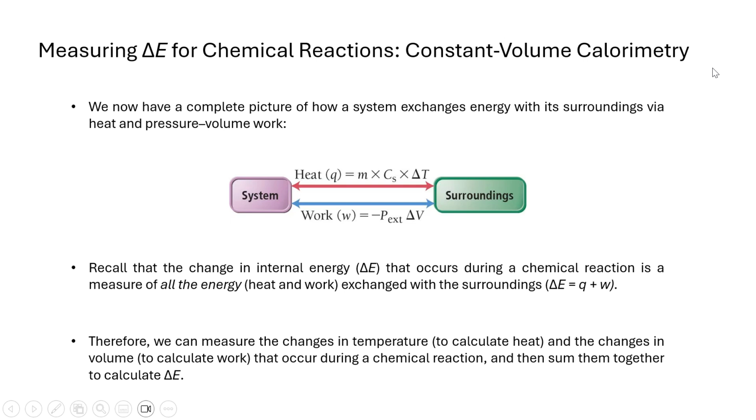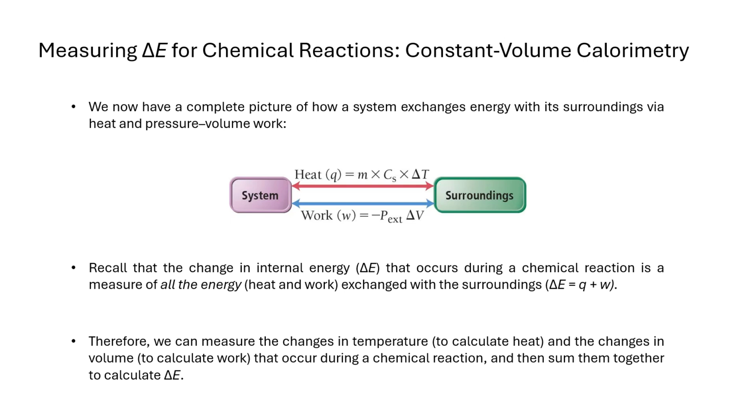So here's a recap slide, basically saying how we have a pretty much complete picture of how a system exchanges energy with its surroundings. Okay, so we know that it exchanges it in the form of heat, which if it does, we can calculate and quantify the heat as mass of whatever we're looking at times the specific heat times the change in temperature of the system or the surroundings, right? Depending on what we're talking about.